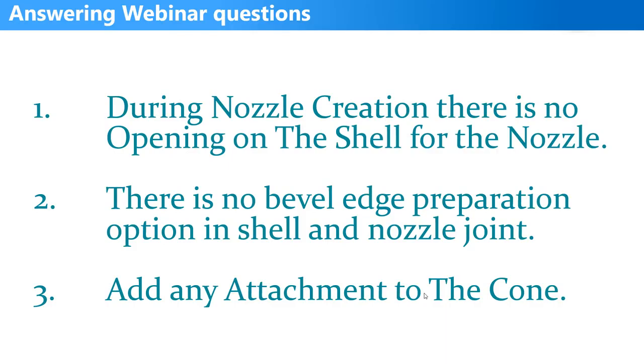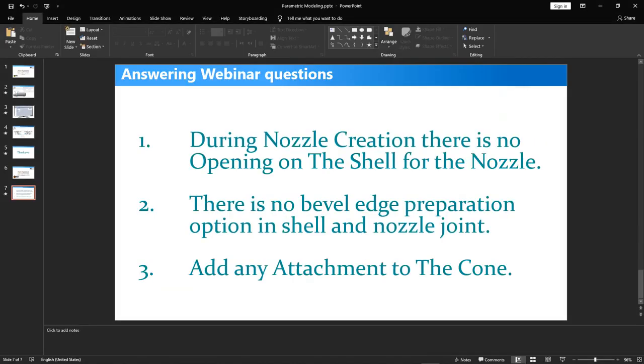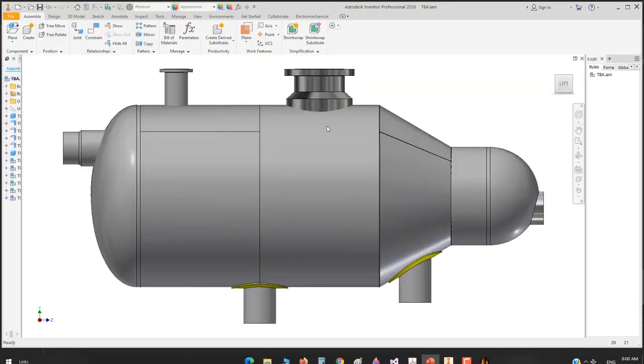The second question: there is no bevel edge preparation option in shell and nozzle joint, and we will discuss how we can make that. Another question: how to add any attachment to the cone. Now let's start to make a nozzle opening on shell and head, and how we can use this tool.